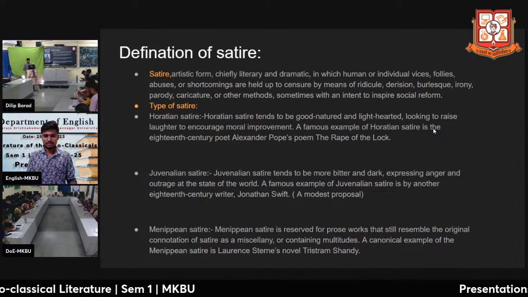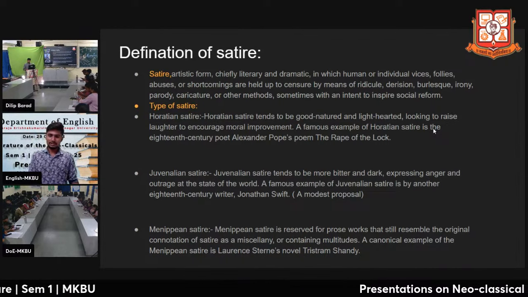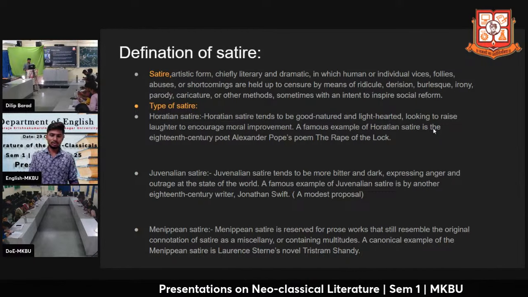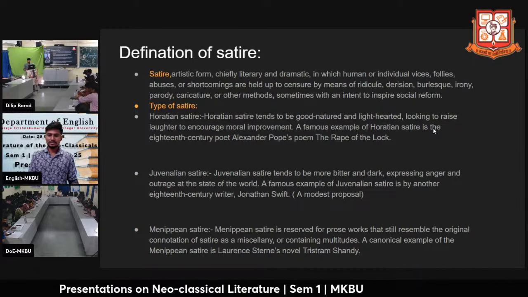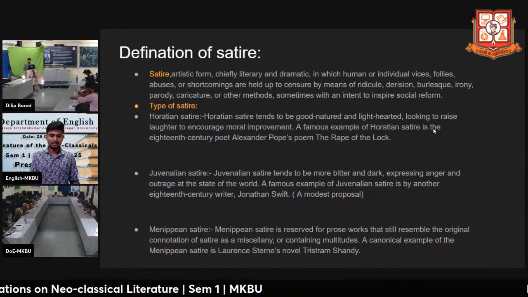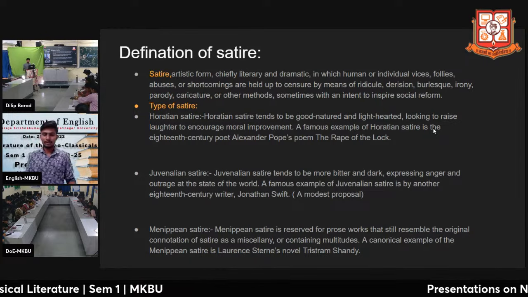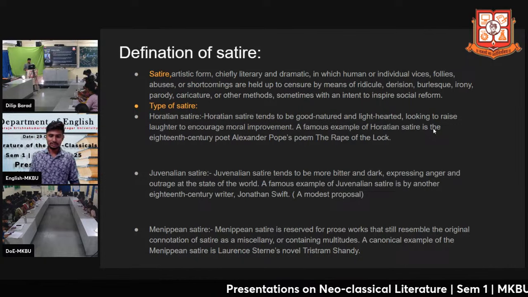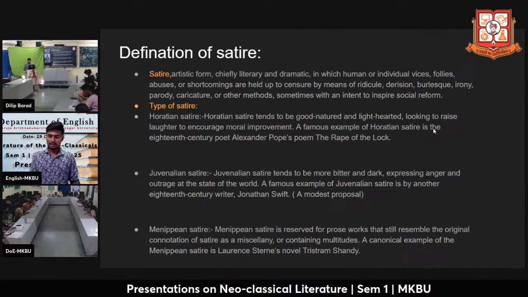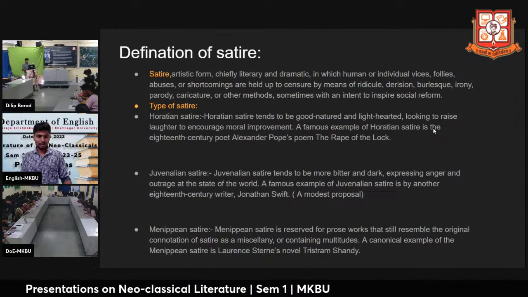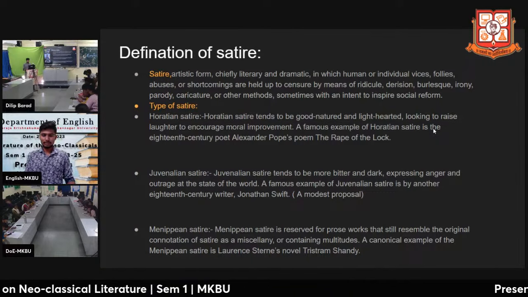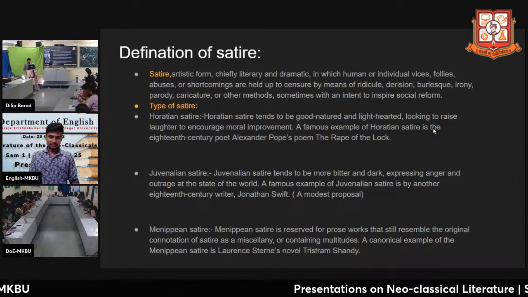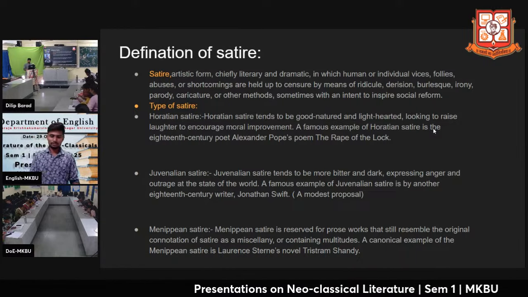Types of satire. Horatian satire tends to be good-natured and light-hearted, looking to raise laughter and encourage moral improvement. A famous example of Horatian satire is the 18th century poet Alexander Pope's poem The Rape of the Lock. Juvenalian satire tends to be more bitter and dark, expressing anger and outrage at the state of the world. A famous example of Juvenalian satire is another 18th century writer, Jonathan Swift's A Modest Proposal.